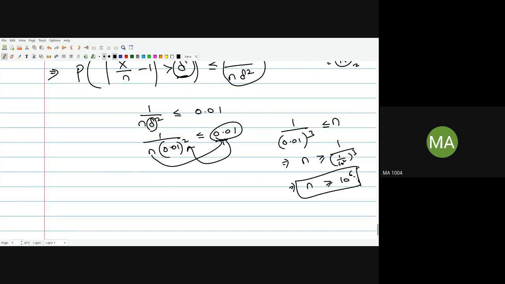So n should be about 10 lakh. You see, I should have at least 10 lakh samples to say that that particular probability is bounded by less than 0.01.